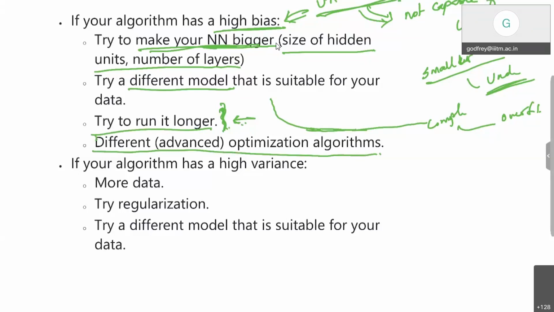Basically, you need to find out the optimal weights. So maybe your system is suffering due to improper optimization. Maybe it's not able to find the right optimal weights due to some other issue. So in that case, what you can do is go for advanced optimization.